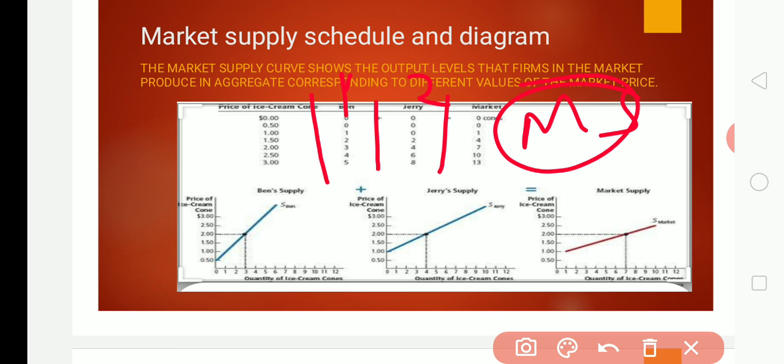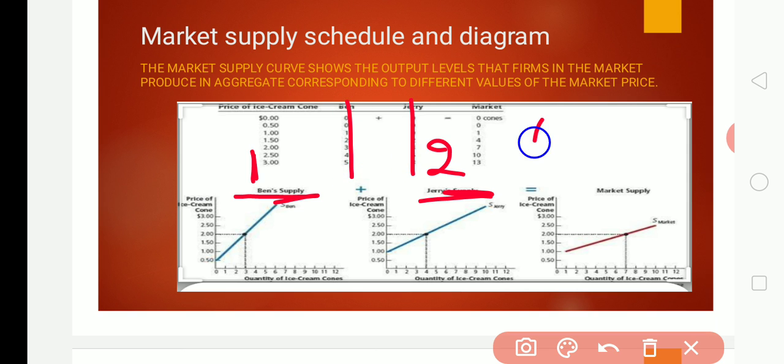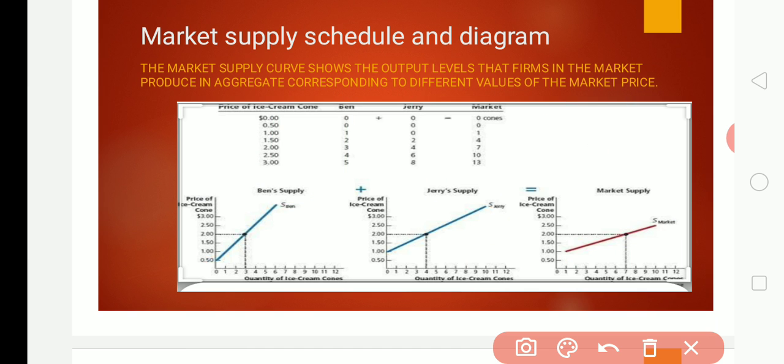The same thing we are going to explain with the help of a diagram. Here is the diagram: this is Ben's supply, that means firm 1's supply, and this is Jerry's supply, that means firm 2's. When we add up Ben and Jerry, we get the market supply. The curves indicate the supply of Ben and the supply of Jerry, and adding both, we get the market supply curve. According to the variables, what are the numbers given here? If you draw it in the form of a diagram, the OY axis indicates the price and the OX axis indicates the quantity supplied.